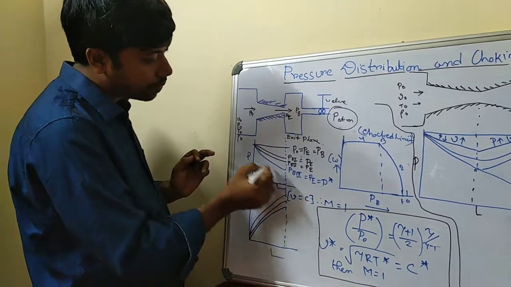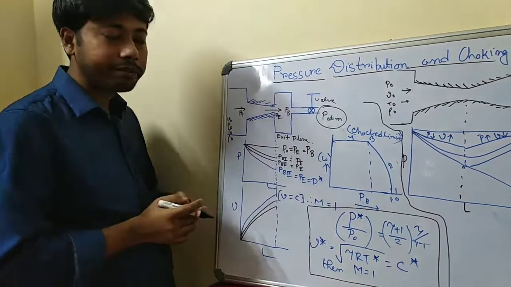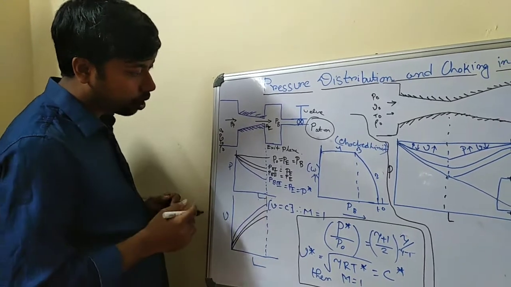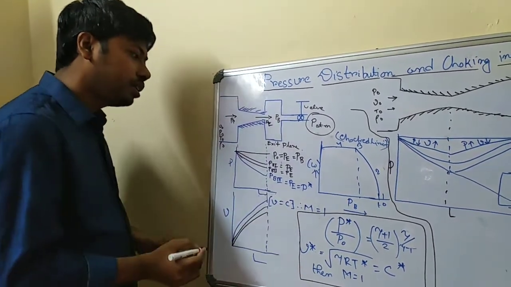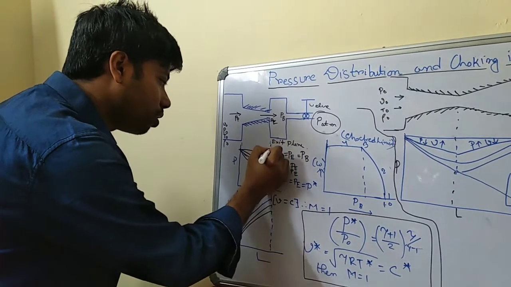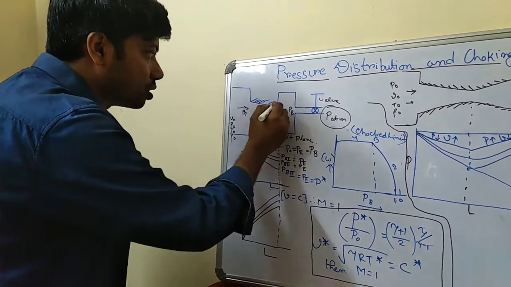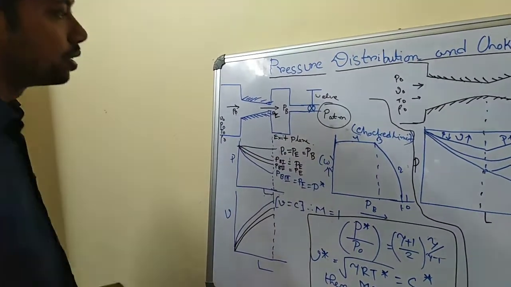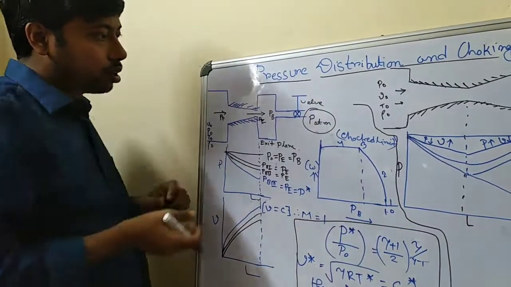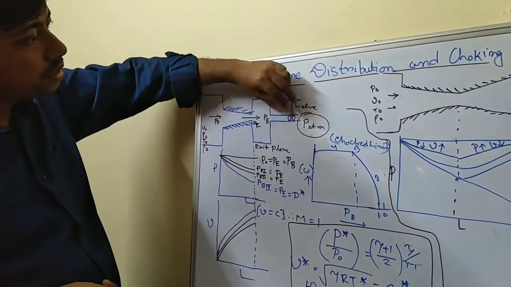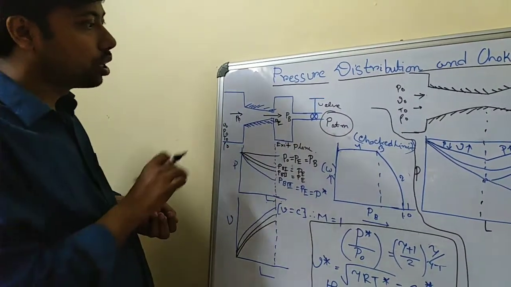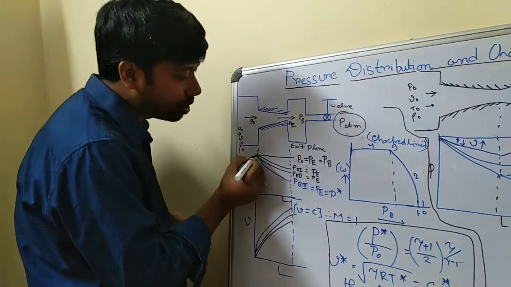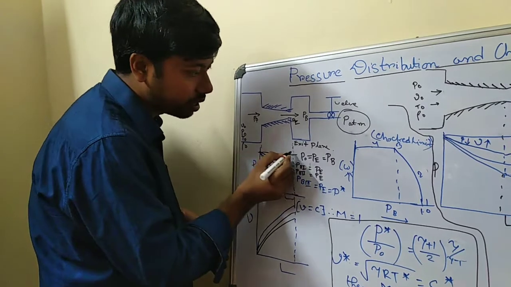If you draw the pressure against the length of the duct, this is the P versus L plot. This line is the exit plane of the duct. Now if you open the valve slowly, this is the closed position, so there is no change between back pressure, exit pressure, as well as stagnation pressure. Both are the same, that's why it is horizontal, there is no change.